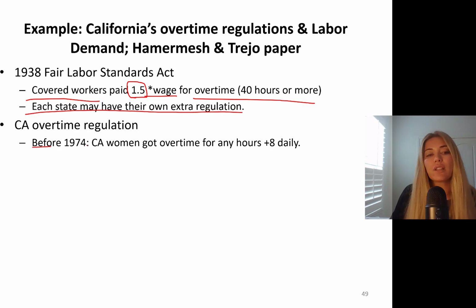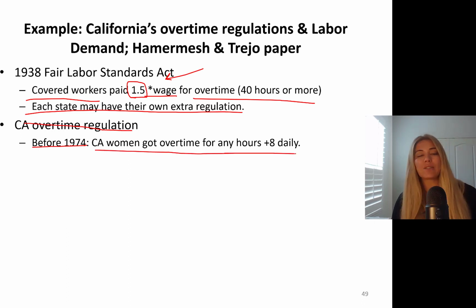Before 1974, California had a slightly different overtime regulation. It only applied to women. Men got 1.5 times their wage after they worked 40 hours. For women, it was after 8 hours of work daily. People usually work 8 hours per day, 5 days, that's 40 hours. For California women, they got overtime for any hours worked beyond 8 hours per day. Interesting. So you could work one day a week for 9 hours and still get overtime, even if you work no other hours the entire week.